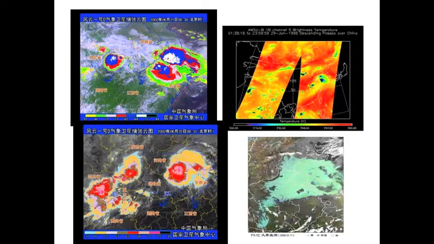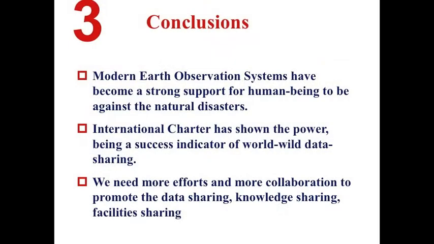Just a very short conclusion. I think the modern Earth orbit system has become a strong support for human beings against natural disasters. So we need to develop more systems for human beings to monitor globally. And also the International Charter has shown us the power, and become a very successful indicator of worldwide data sharing. Everybody can share the data, use the data, and also use knowledge. And also we need more effort and more collaboration to promote data sharing, knowledge sharing, and facility sharing.